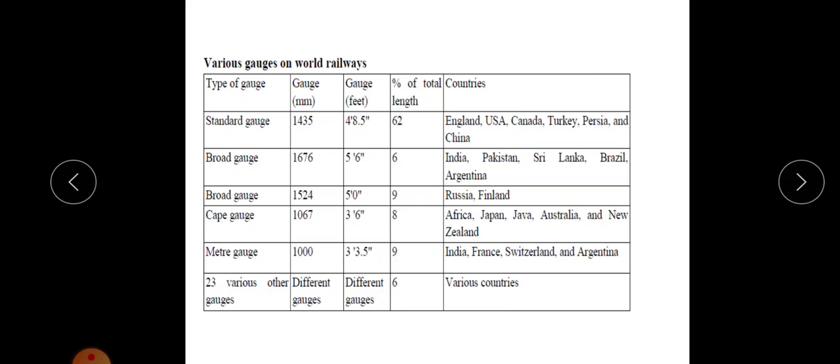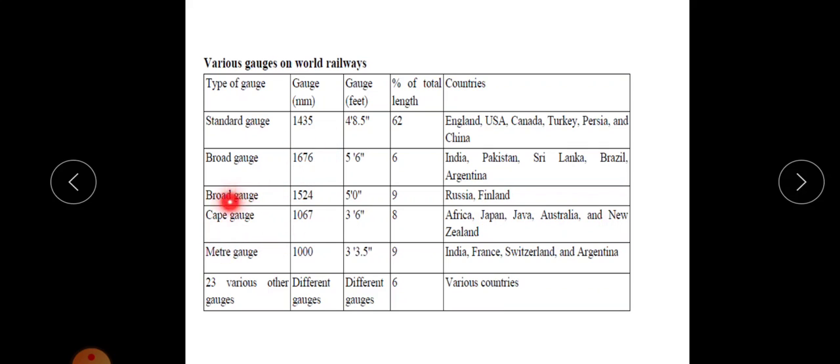Okay, next one is broad gauge, and broad gauge means the gauge distance is 1.676 meters or 1676 mm, and this is the most used gauge in India. This broad gauge is provided in 6% of the total railway, and the countries following this broad gauge are India, Pakistan, Sri Lanka, Brazil and Argentina. Another length of broad gauge is 1524 mm, which is provided in Russia and Finland. In India, the length of broad gauge is 1.676 meters.